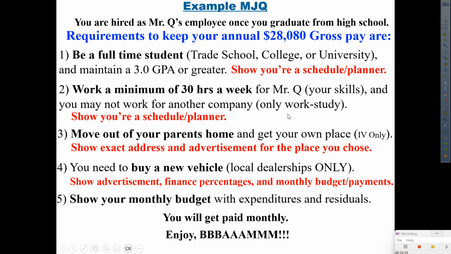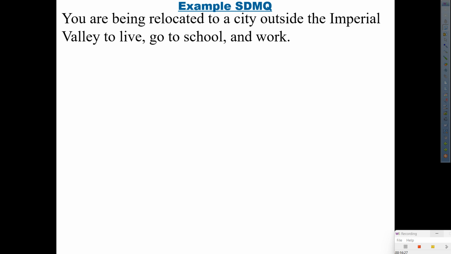However, look up. Super duper mega cute. Today, you're actually relocating. And you're relocating outside Imperial Valley to live, to go to school and work. This time, you are actually going to be on a campus, boots on the ground. I don't want to be online or any of that. You're going to be physically at a campus. Now, do you need to live on the campus? Not necessarily. It's up to you.